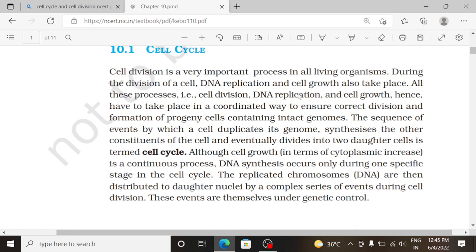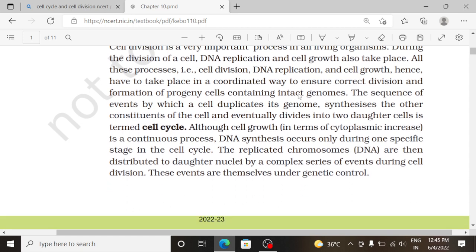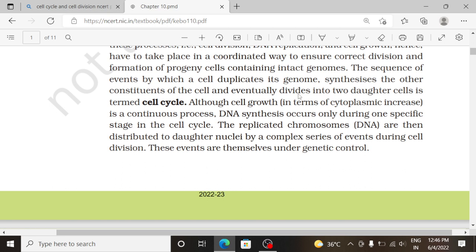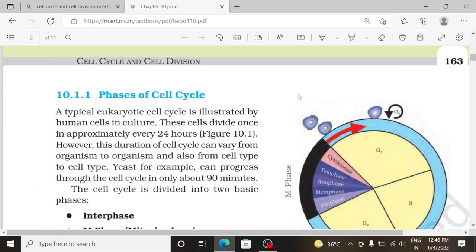The sequence of events by which a cell duplicates its genome, synthesizes the other constituents of the cell and eventually divides into two daughter cells is termed the cell cycle. Although cell growth in terms of cytoplasmic increase is a continuous process, DNA synthesis occurs only during one specific stage in the cell cycle. The replicated chromosomes, DNA, are then distributed to daughter nuclei by a complex series of events during cell division. These events are themselves under genetic control.